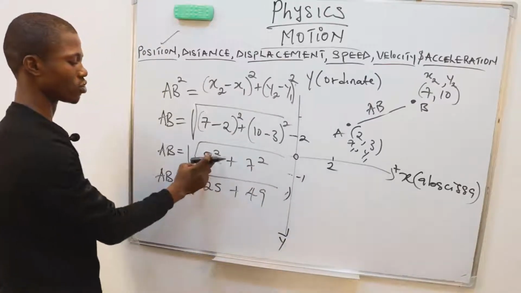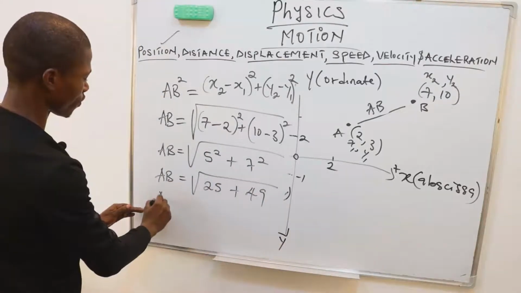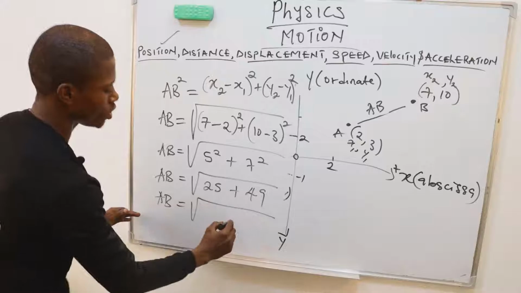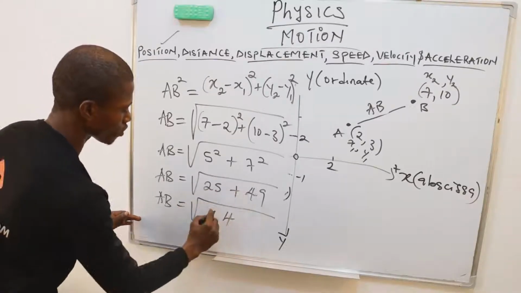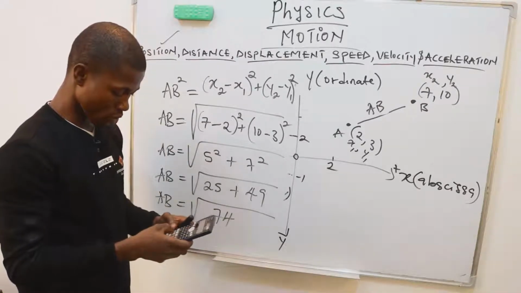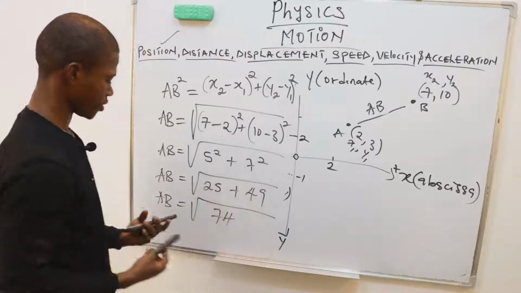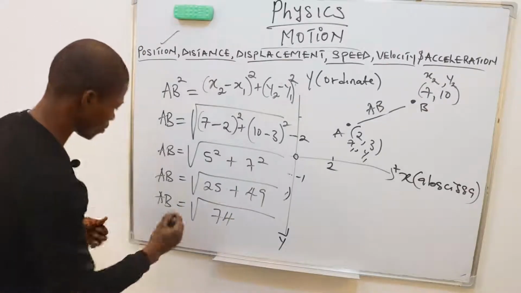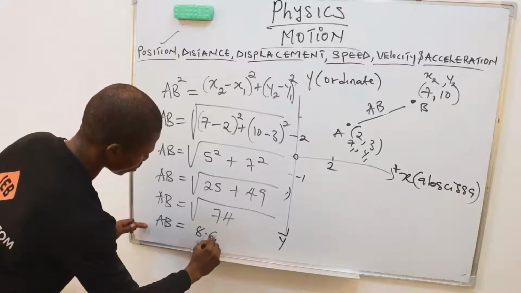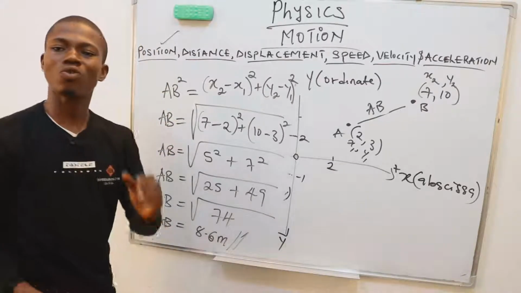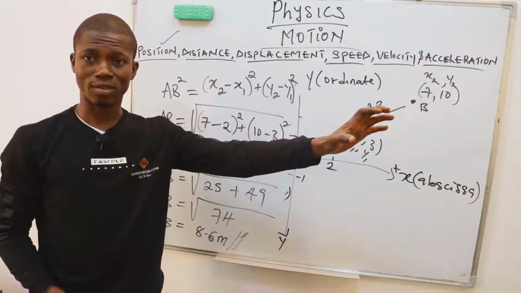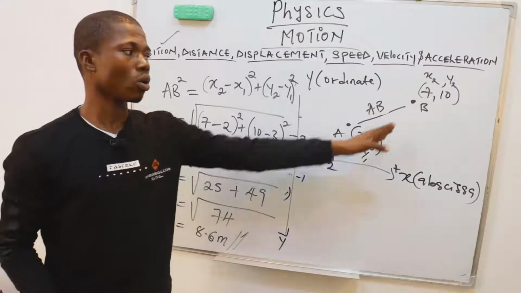Square root of 25 plus 49, which is 74. So finally, the square root of 74 on my calculator will give us 8.6. Our AB is now equal to 8.6 meters. This is how to find the distance of 2 points when you don't know the distance, but you only know your coordinates.